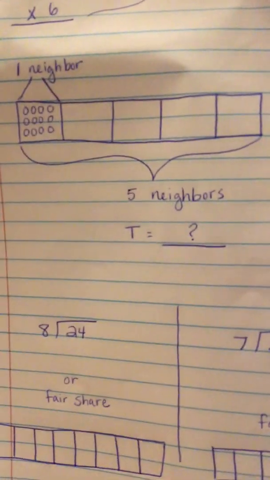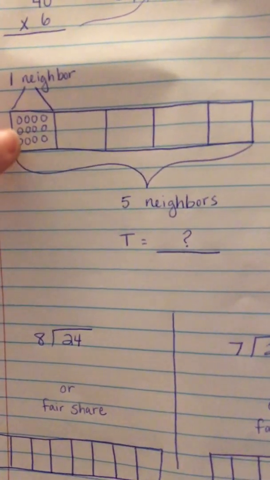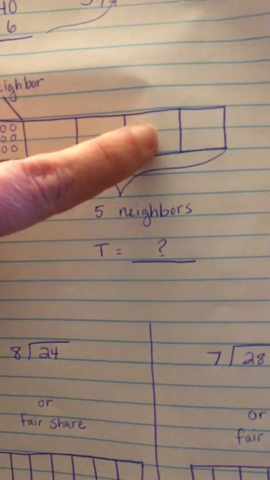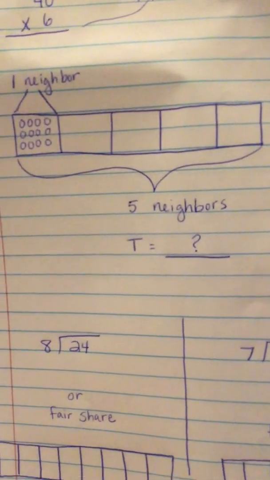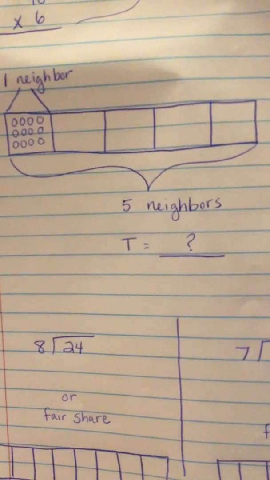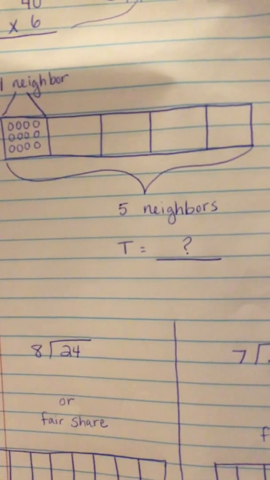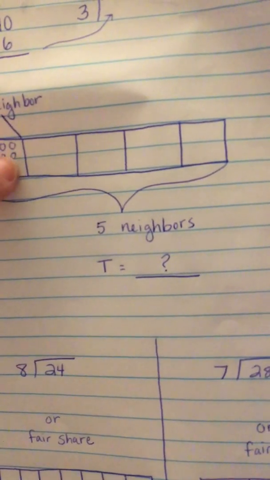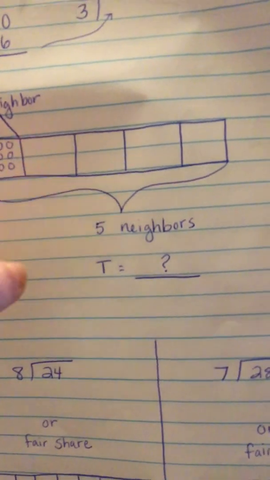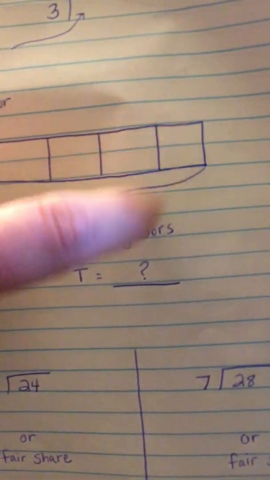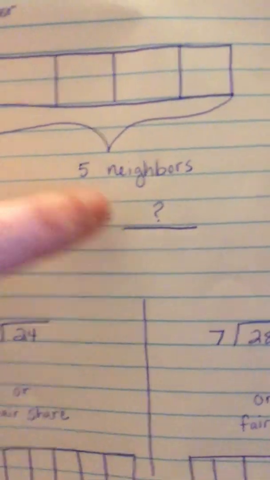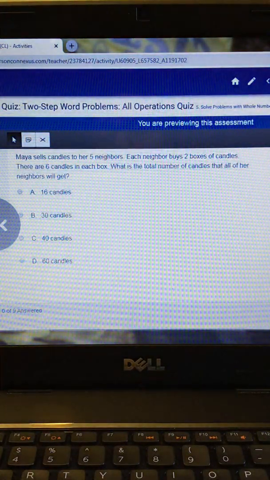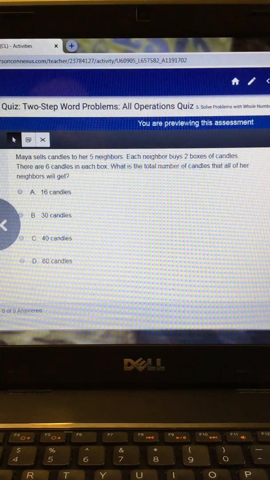You can see right here, here's 1 neighbor, 2 neighbor, 3 neighbor, 4 neighbor, and 5 neighbors. And they said each will get 2 boxes. Well, there's 6 in 1 box, so that means there's 12 if they get 2 boxes. So there's 12 with this neighbor. So we need to give this neighbor 12, and this neighbor 12, and this neighbor 12, and this neighbor 12, and then we need to get our total. So is our total A, 16 candles, B, 30 candles, or D, 60 candles?